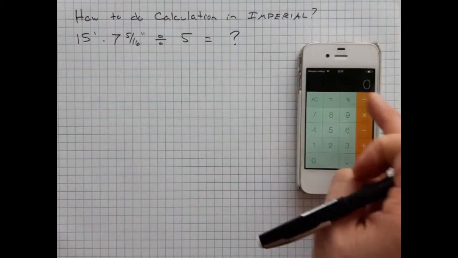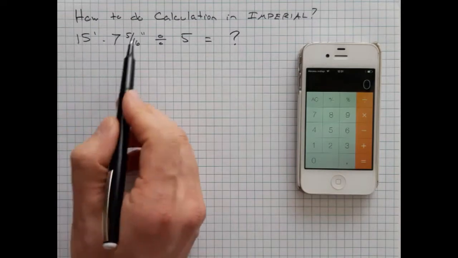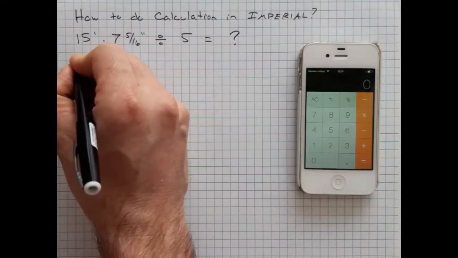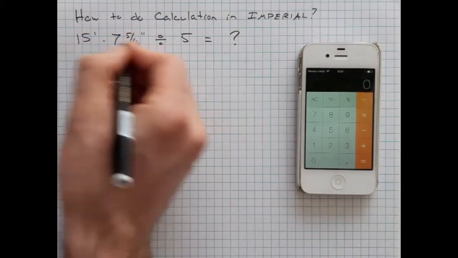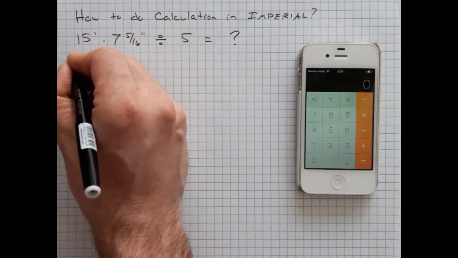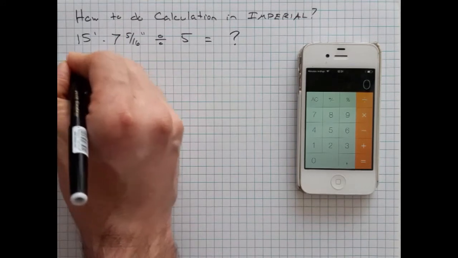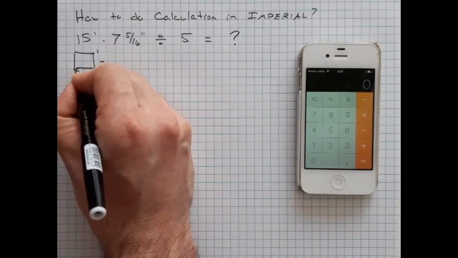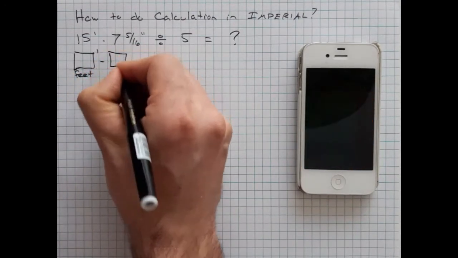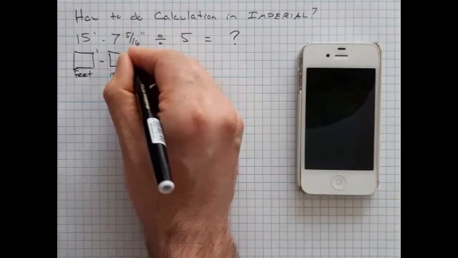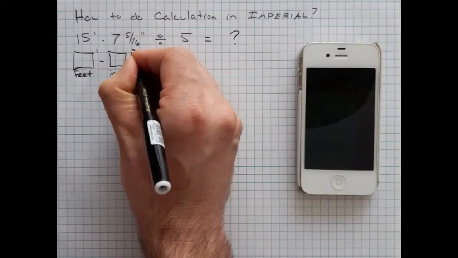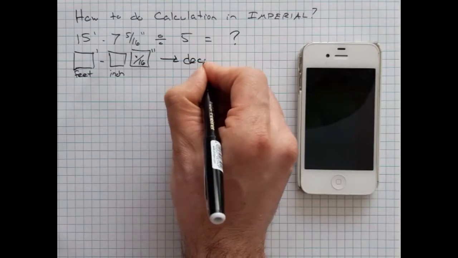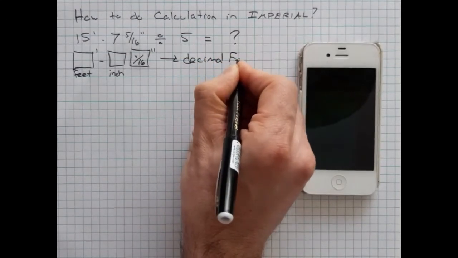What I need is to be able to write this measurement in decimal form. Right now, this type of measurement is in fact in 3 parts. I have the feet, I have the inches, and I have the fraction of inches. And I want to convert this to a decimal feet number.